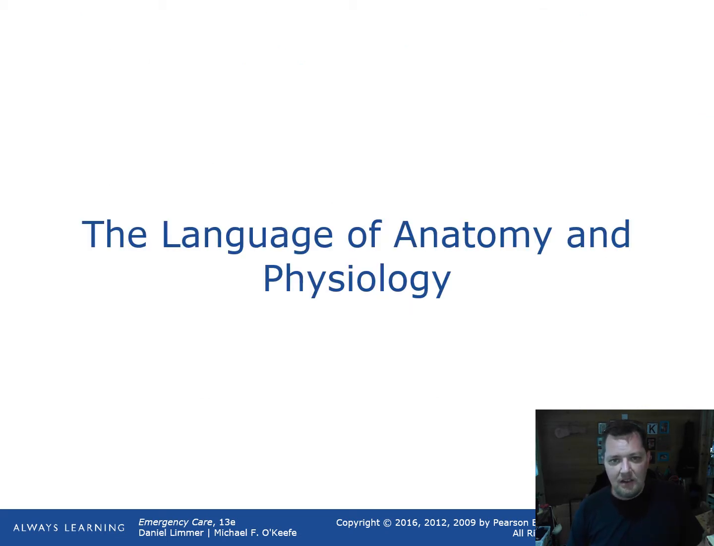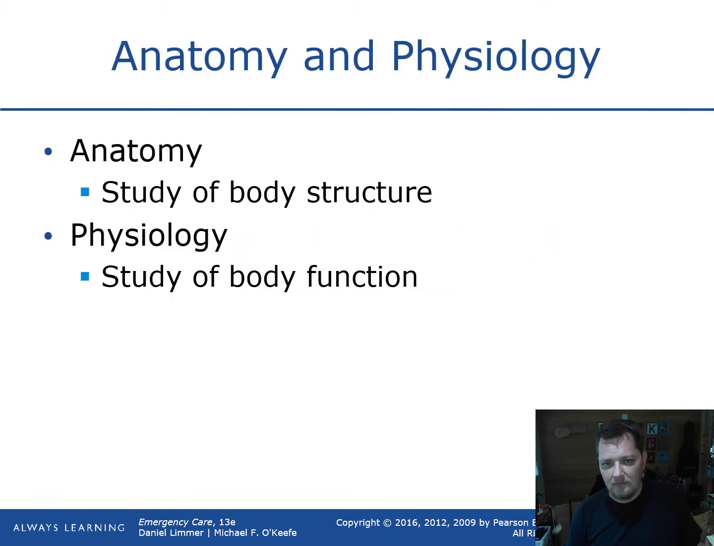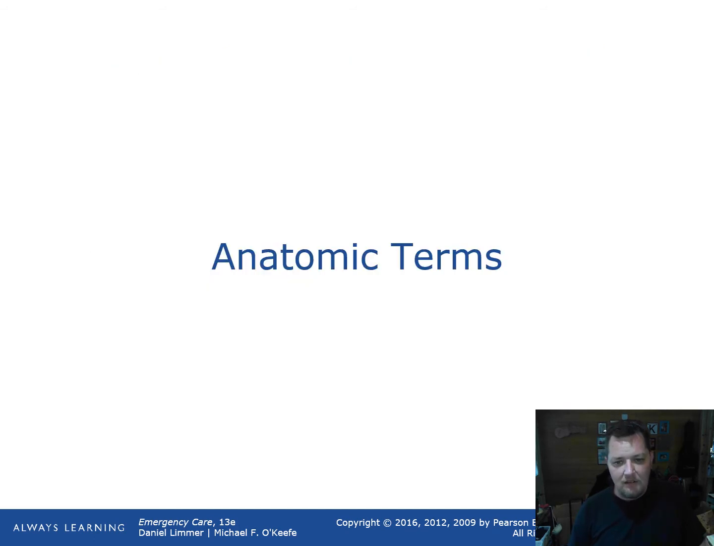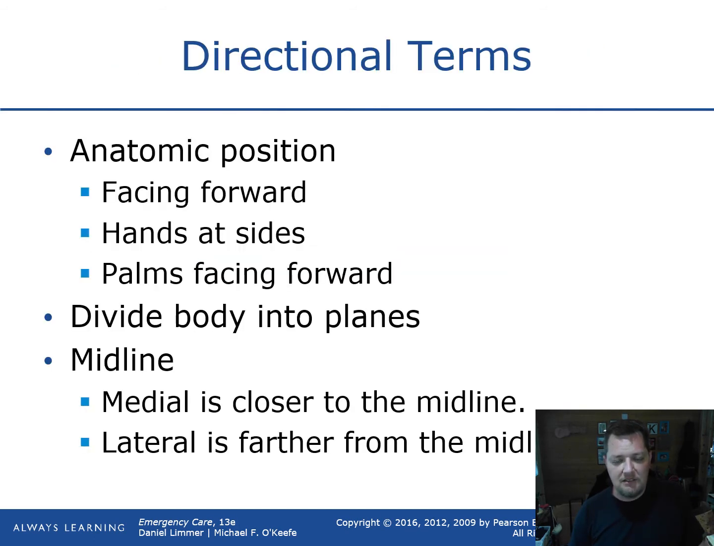All right. So we're going to provide a basic overview of anatomy and physiology. Anatomy is the study of body structure. Physiology is the study of body function. So, anatomic terms. We've got directional terms, anatomic position, which is facing forward, hands at the side, palms facing forward.